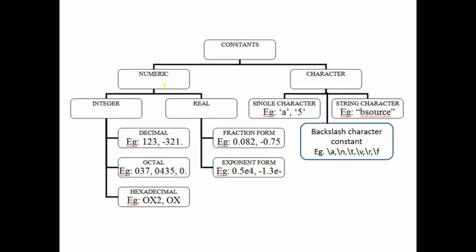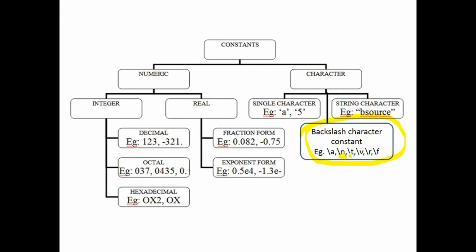So a constant can be numeric or character. Numeric constants are integer values like 1, 2, 3, octal values, hexadecimal values, and real values like 0.082 and exponential form. Character constants are characters or a collection of characters and some special characters. So these are the character constants, and these are the numeric constants. Here an important thing is the backslash character constant, or the escape sequences. For going to a new line we use \n.